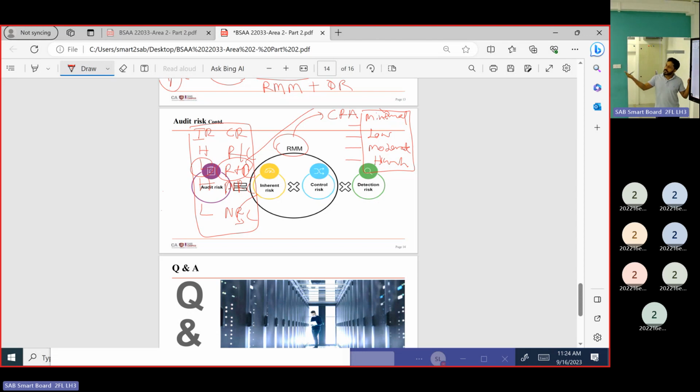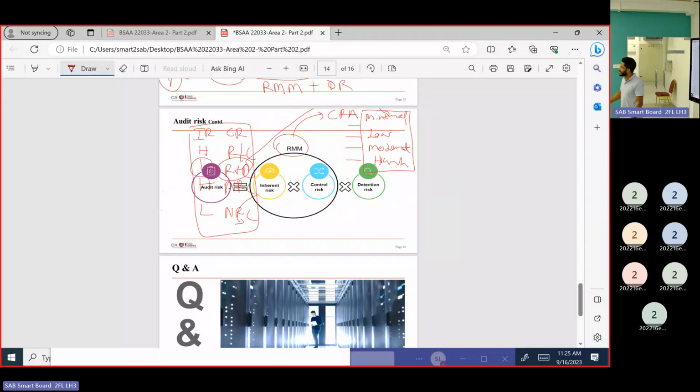Management per se, they have given confirmation to the public about assertions. If you are looking at the cash balance, management says to the public that as at this day, the cash balance is correct. Completeness, rights and obligations, existence, correct. So those are assertions. So that level we have to evaluate these assertions, not only the balance level. So this risk assessment can be done at the assertion level.